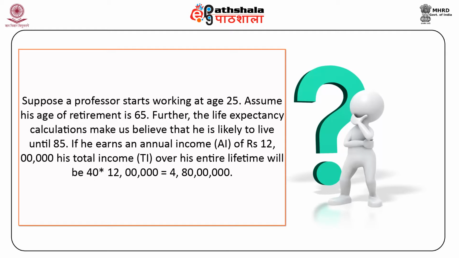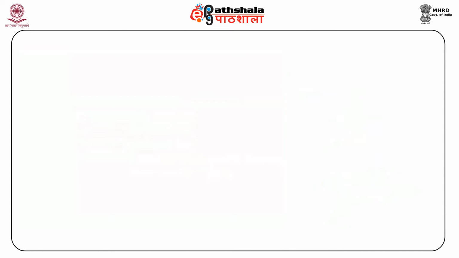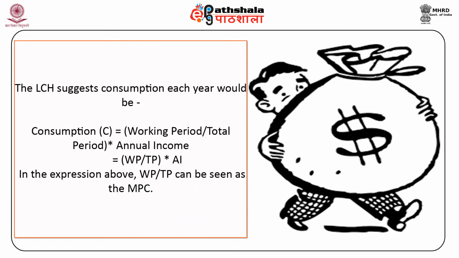For doing so, he must save the remaining amount, 5 lakh, every year till he reaches 65. To generalize, the life cycle hypothesis suggests consumption each year would be C = (WP / TP) × annual income, where WP is the working period and TP is the total period. In the expression above, WP/TP can be seen as the marginal propensity to consume.